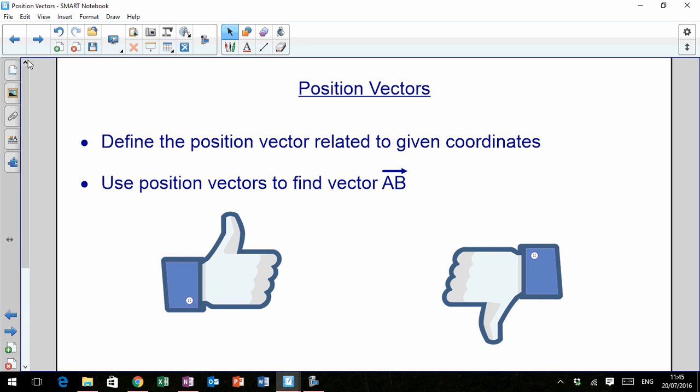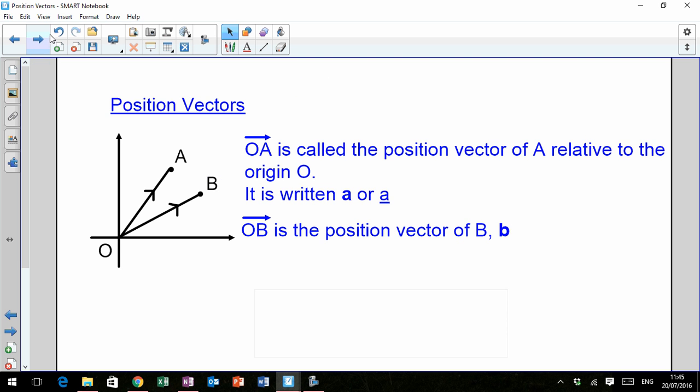So far we can add and subtract vectors, but given coordinates we don't have any kind of form of reference or know what's going on here. Now in here we're going to define position vectors.